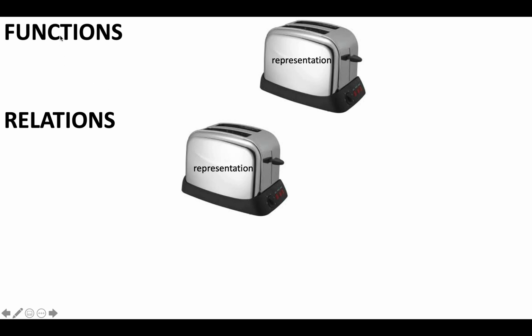I just want to review the difference between functions and relations and then talk about how it relates to what we're doing today. So if we have a function, that means that your function is working. It's doing exactly what it needs to do. So we're going to use this representation to be like our equation or our function, and we're talking about a toaster. If a toaster is functioning, I put bread in.